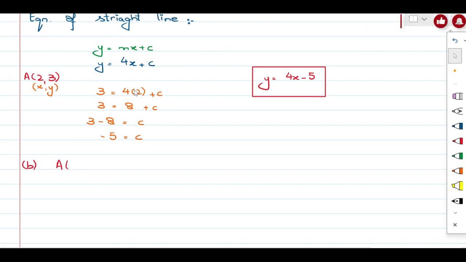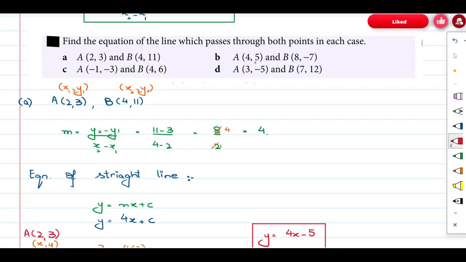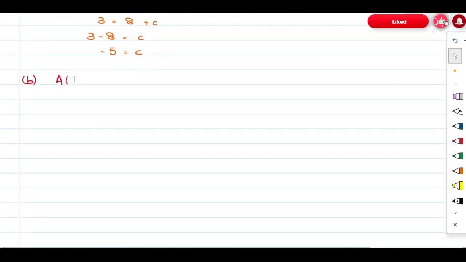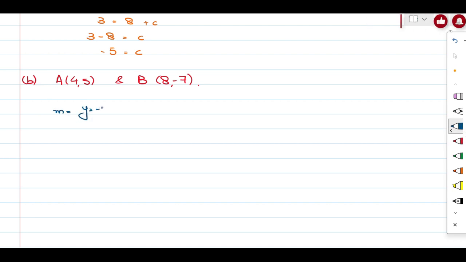Okay, so in part B, we have A as (4, 5) and B as (8, -7). Now again we need the m value by using the formula y2 minus y1 divided by x2 minus x1. I told you these points are x1, y1, and these are x2 and y2.